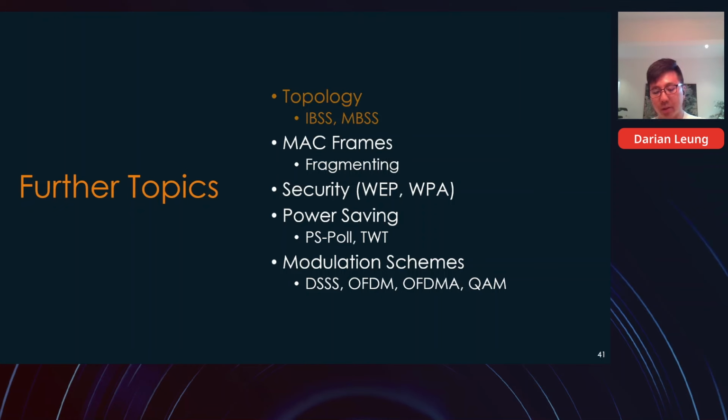Firstly, there's some topologies that we didn't cover, such as the IBSS and MBSS. For MAC frames, there's also the idea of fragmenting. And for security, I suggest you take a look at the WEP and WPA protocols. For power saving, there are two methods you can take a look at, which are the PS-Poll and target wake time. As for modulation schemes, this could be entirely its own topic, but you can take a look at some modulation schemes used in the Wi-Fi protocol, such as DSSS, OFDM, OFDMA, and QAM.